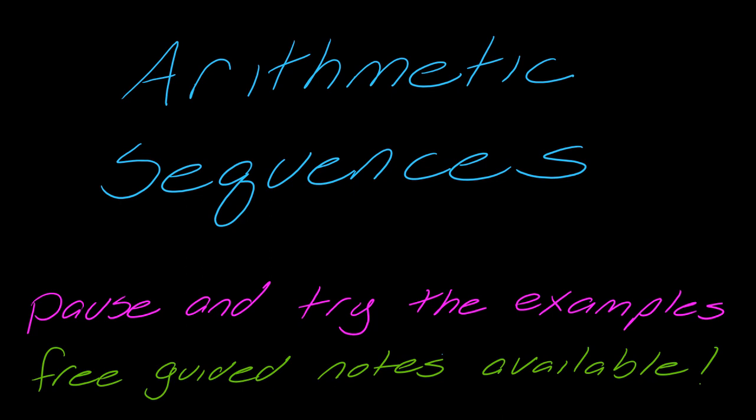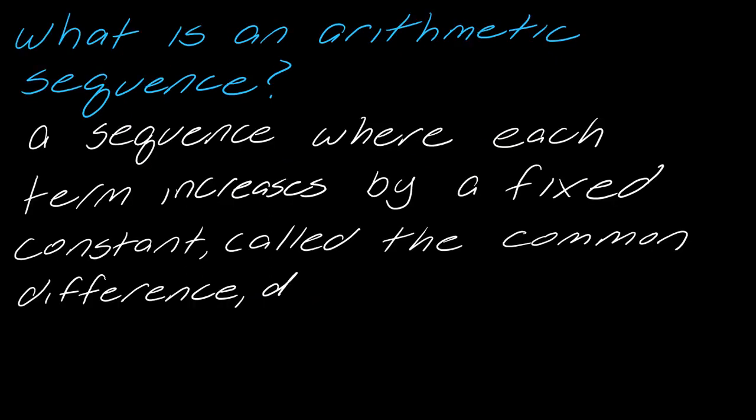Okay, so we're continuing on with the sequence party, and today we're going to talk about arithmetic sequences. So, what is an arithmetic sequence? It is a sequence where each term increases by a fixed constant called the common difference d. Arithmetic sounds like arithmetic, right? It's talking about a sequence where the same number is being added over and over again.